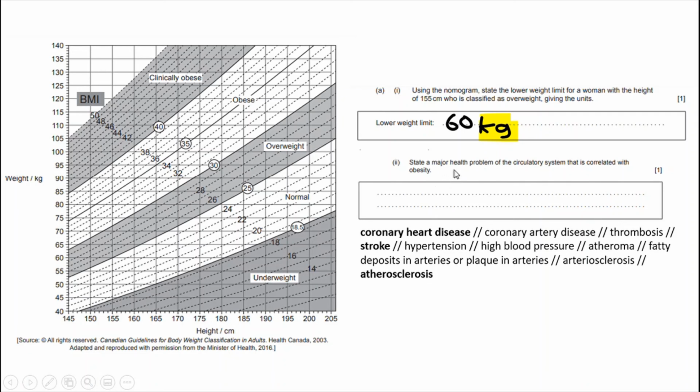In terms of a major health problem of the circulatory system related to obesity, some of the ones we discussed today are coronary heart disease, stroke, and atherosclerosis, but any of these options, if you wrote them down, would be considered worthy of gaining the mark. So make sure you're able to relate back to these issues of coronary heart disease, stroke, and atherosclerosis, rather than just the theory of lipids.